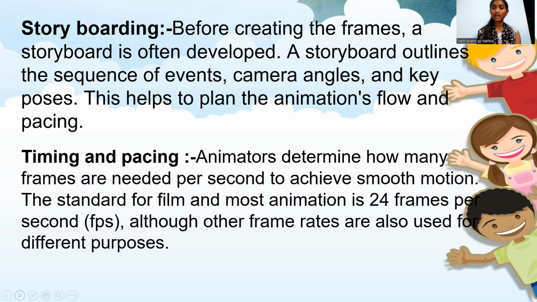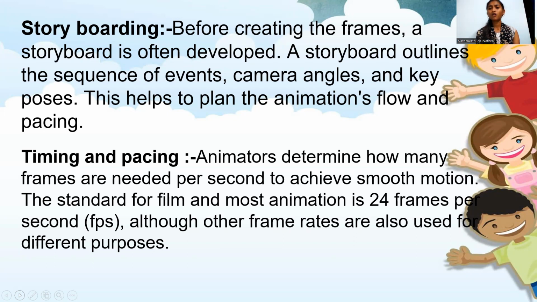Next is timing and pacing. Animators determine how many frames are needed per second to achieve smooth motion. The standard for film and most animation is 24 frames per second, although other frame rates are also used for different purposes.